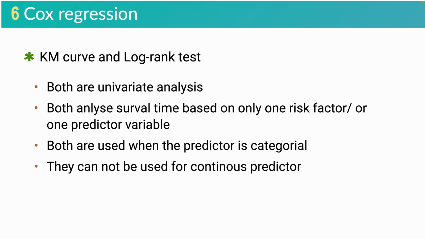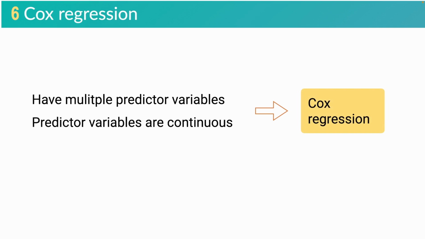So far, we have learned Kaplan-Meier or KM curve and log-rank test. Both KM curve and log-rank test are univariate analyses. They can only be used to analyze one risk factor or a single predictor variable. And they can only be used for categorical predictor variable. They cannot be used for continuous predictor. If you want to perform a survival analysis which has multiple predictor variables, or the predictor variables are continuous, you need to use Cox regression.